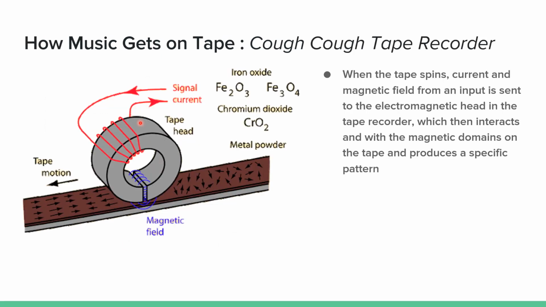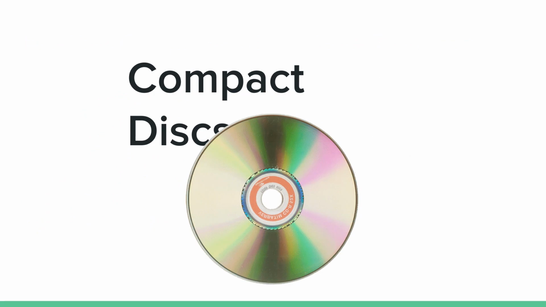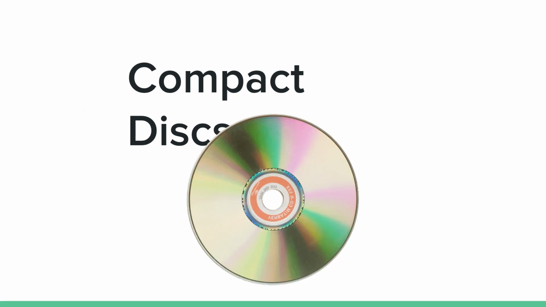How music gets on tape, with a tape recorder. When the tape spins, current and magnetic field from an input is sent to the electromagnetic head in the tape recorder, which then interacts with the magnetic domains on the tape and produces a specific pattern. This specific current pattern can then be read by the tape recorder, and then electronically manipulated to produce a sound output.